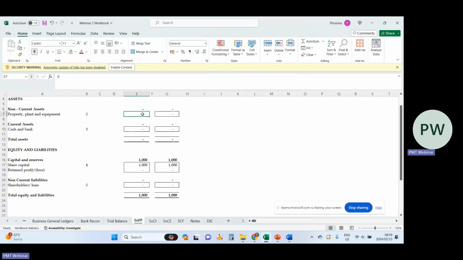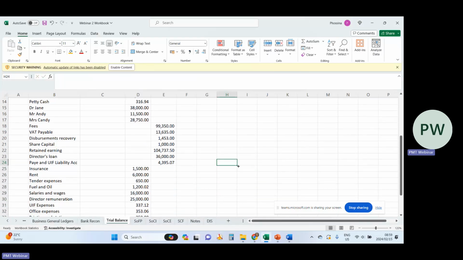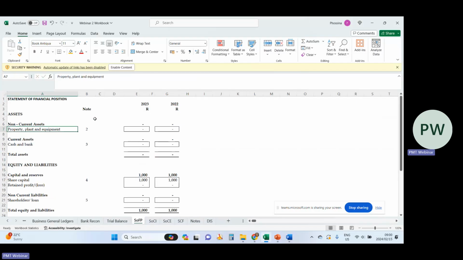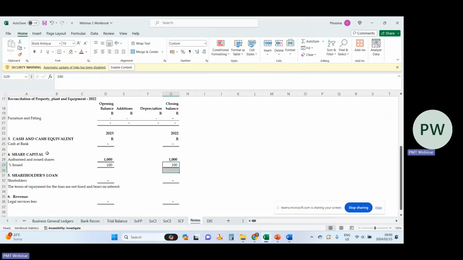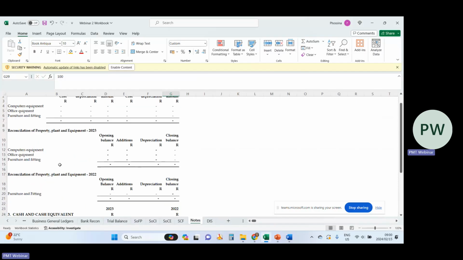So the financial position is to tell us the assets. In our example, when we go to our trial balance, we were not given any information on fixed assets. Our fixed assets are our motor vehicles, our furniture, our computers and printers. That is what we call our property, plant and equipment. With property, plant and equipment, you can see they fall under note 2.